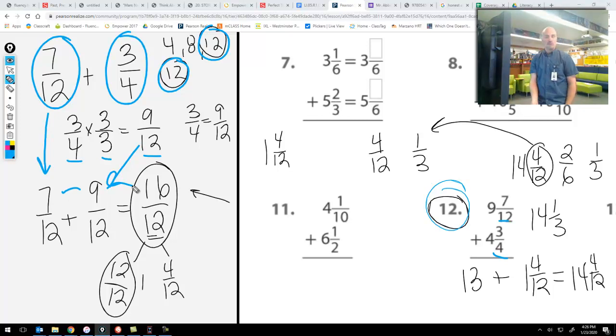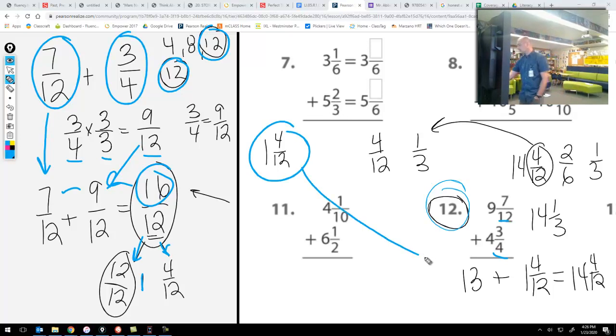That was an improper fraction because the top, the numerator, was bigger than the denominator. And so I busted that out using a number bond. And so I have 12/12 over here, which equals 1. And I have 4/12 over here. And I added those two up to get 1 and 4/12, which I put down here into my problem. I then added the whole numbers. 9 plus 4 was 13. 13 plus that 1 and 4/12 gave me 14 and 4/12, which was a pretty good answer.